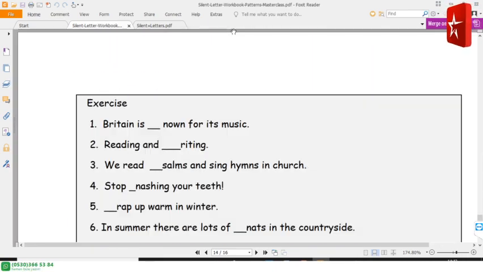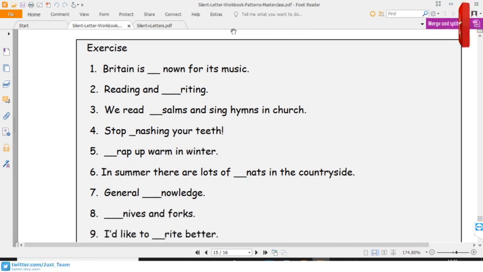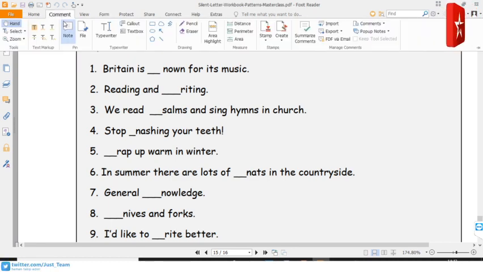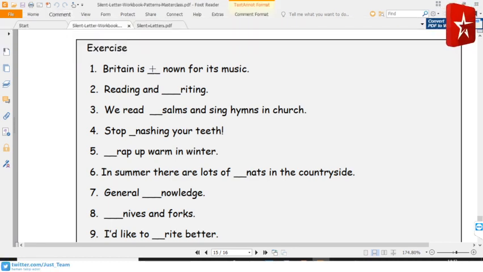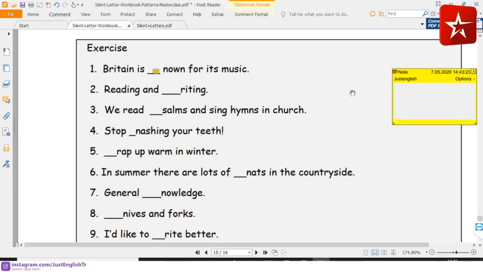Okay, you can see the next exercise, like Britain is blah blah blah for its music. So can you tell me, we will do just a few of them, okay? Just for number one, which letter is missed here? For number one, and let me add a comment. Which letter is actually removed, like is missed?